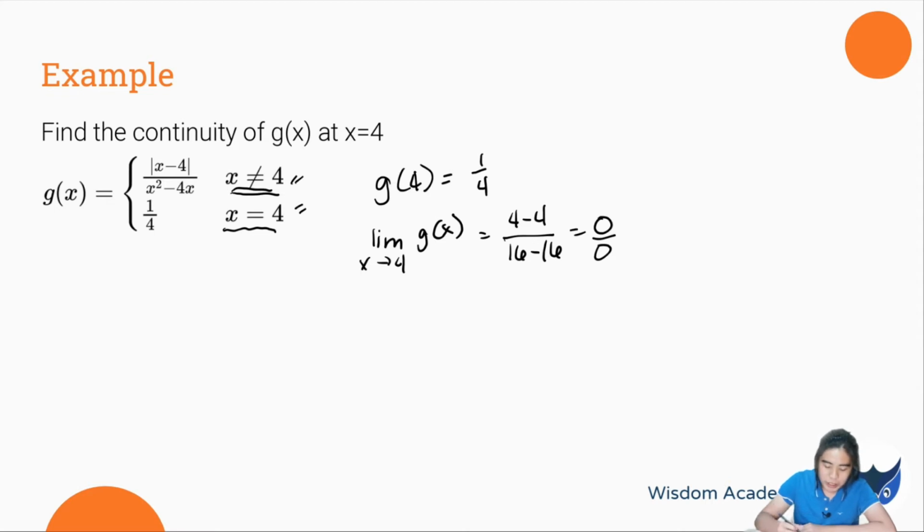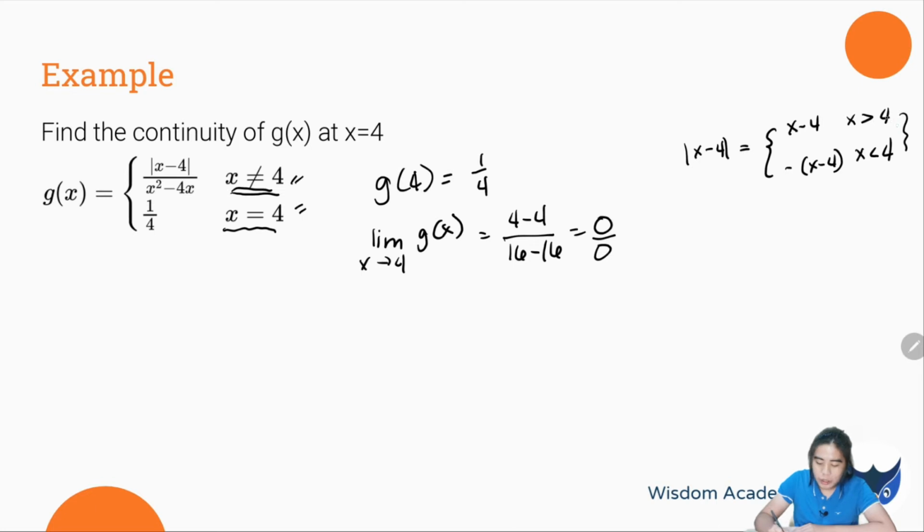So, kailangan natin i-manipulate yung equation para makuha natin yung limit niya. Okay? So, anong pwede natin gawin dito? Remember na absolute value of x minus 4 is equal to x minus 4 for x greater than 4 and negative x minus 4 for x less than 4. So, since piecewise function siya and yung 4 yung endpoint niya, kailangan natin kunin yung one-sided limits nila. So, limit of g of x as x approaches 4 from the left muna. So, from the left, yung absolute value ay negative.